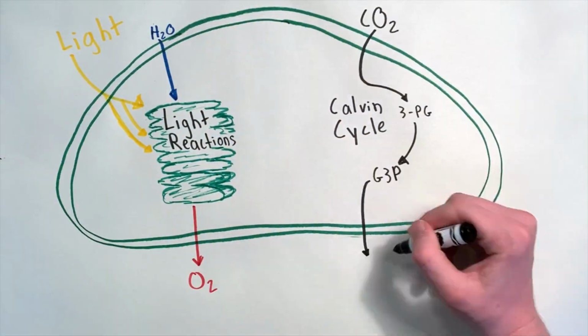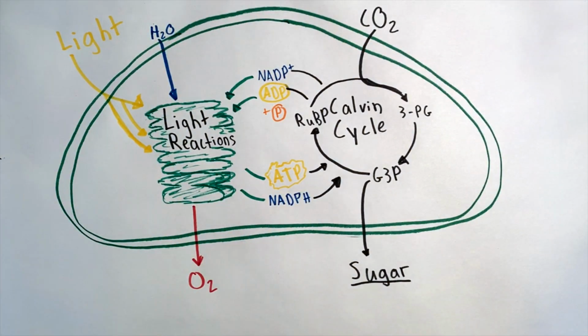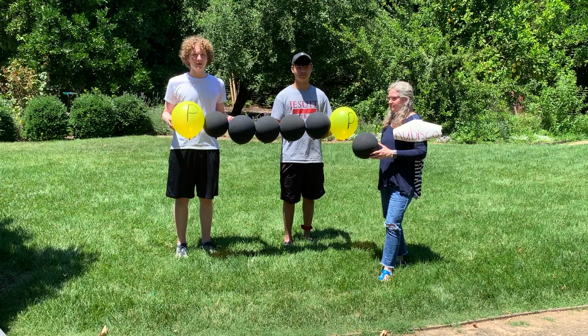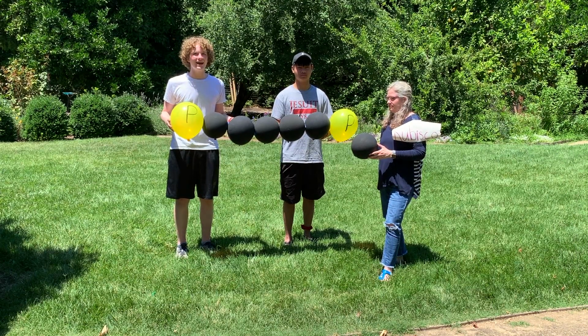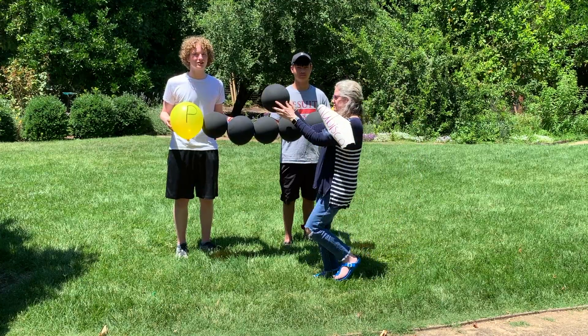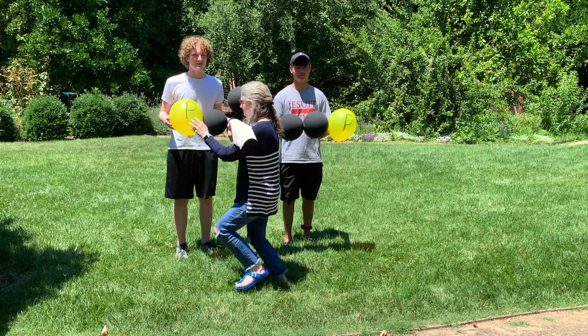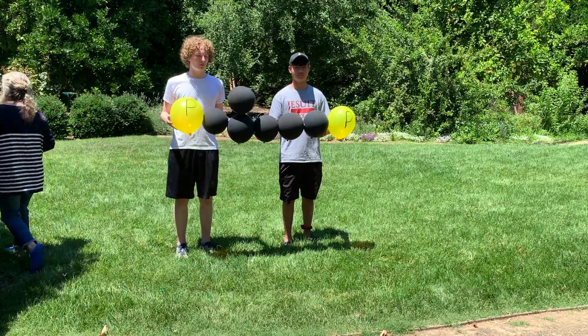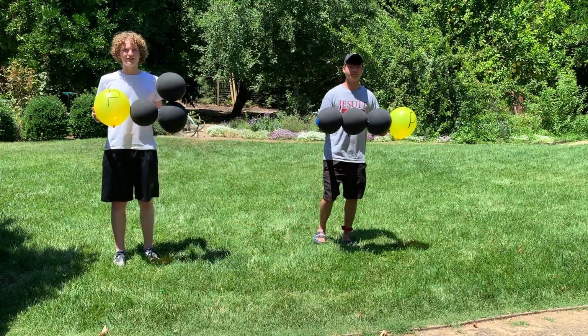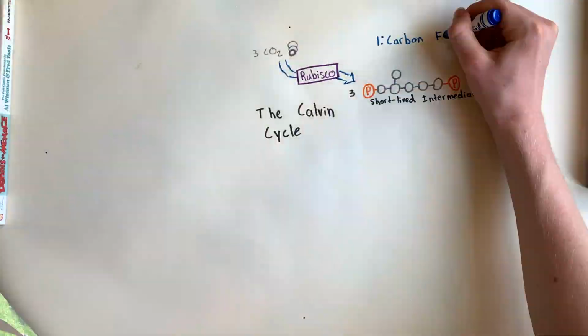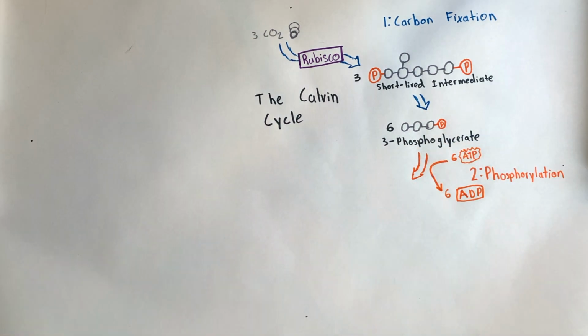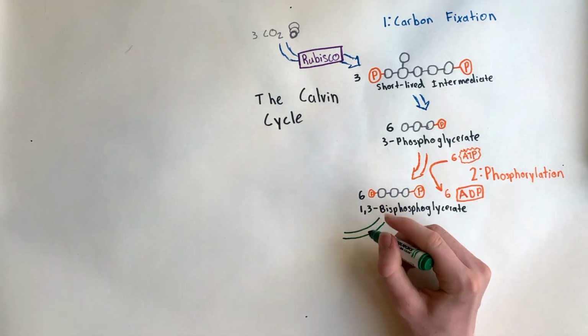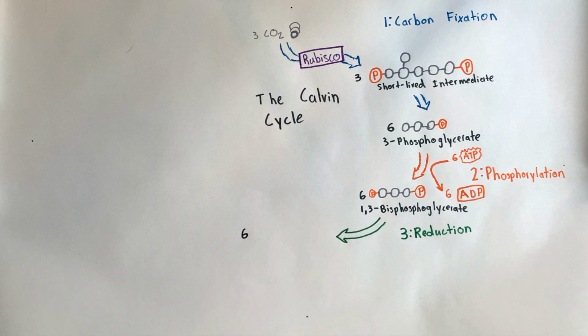The products of the light reactions, ATP and NADPH, are necessary for the next stage of photosynthesis, the Calvin cycle. In the first step of the Calvin cycle, carbon fixation, an enzyme called rubisco fixes carbon onto ribulose bisphosphate. This forms a short-lived intermediate molecule, which soon breaks, forming 2 3-phosphoglycerate molecules. Then, the 3-phosphoglycerate undergoes a series of changes involving phosphorylation from ATP and reduction from NADPH, which forms G3P.